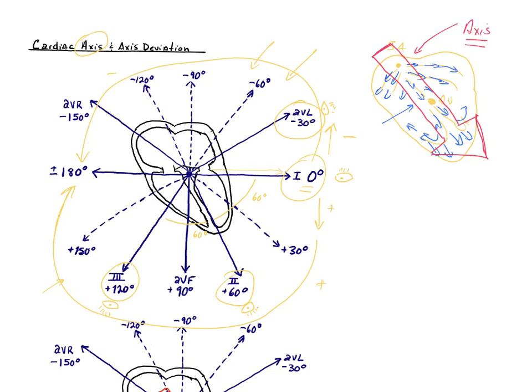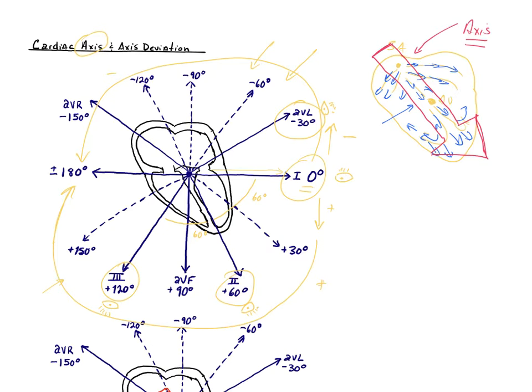So basically, what we're doing is we are representing a circle around the heart. And then the individual leads are taking views of the heart at different angles relative to lead 1 at 0 degrees. Does that make sense? Again, it's arbitrary. We could have done this in so many different ways. This is just the system of measuring axis that we do.